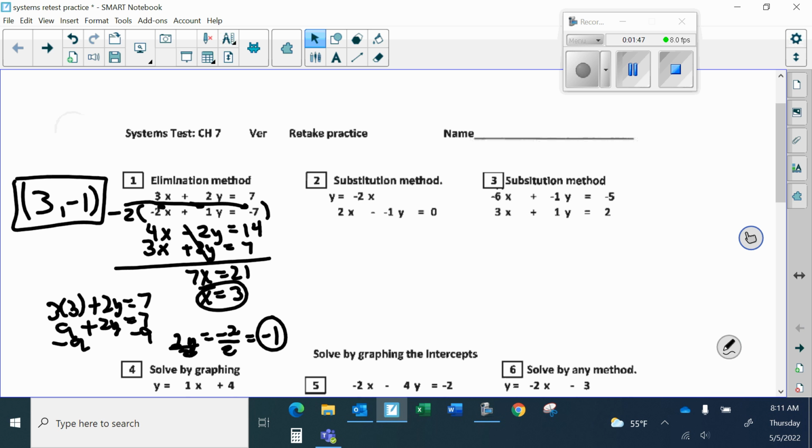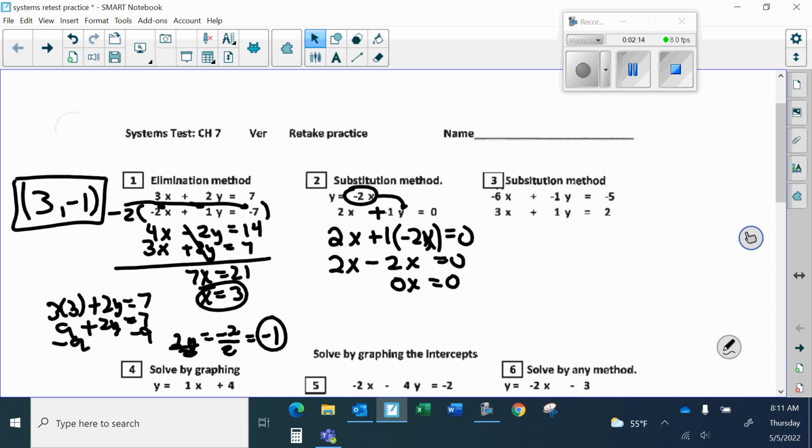Okay. Number 2, substitution. It says y equals -2x. Whenever I see y, I can plug in -2x. I see a y right there. First, I'm going to change that to a plus. So now I have 2x plus 1. Whenever I substitute in, I put parentheses around it. It's 2x equals 0. Then I get 2x, and 1 times -2x is -2x. So I get 0x equals 0. Well, 0 times what number equals 0? Every single number. So x is all real numbers.